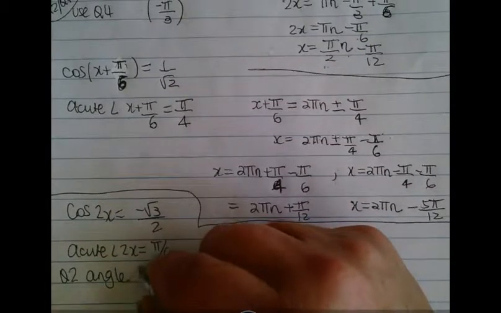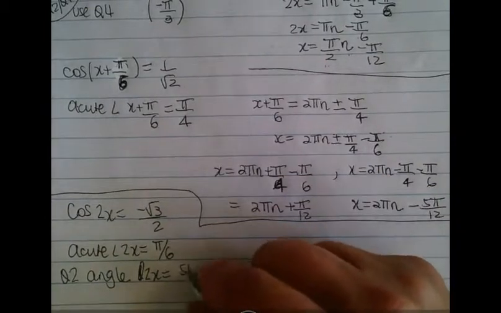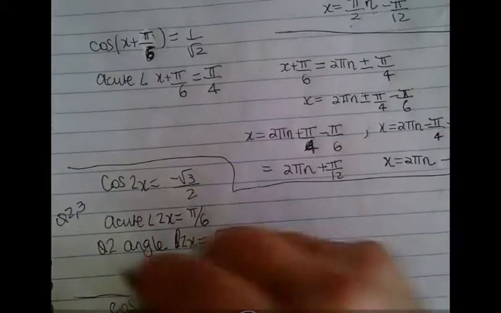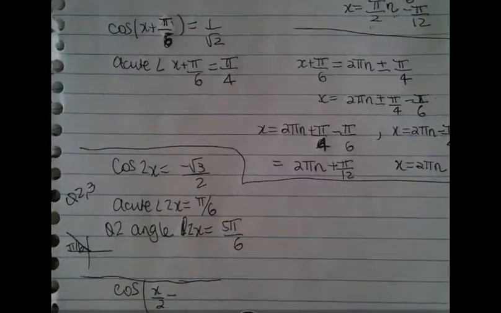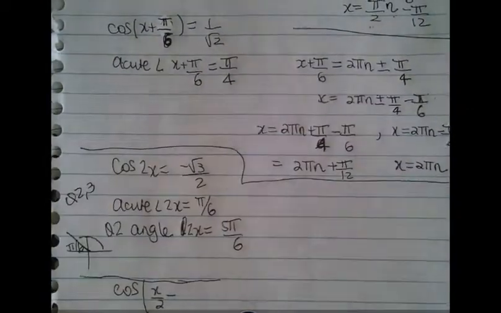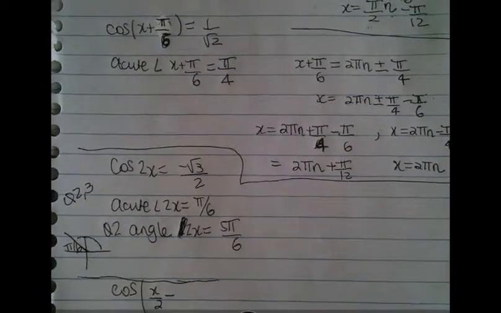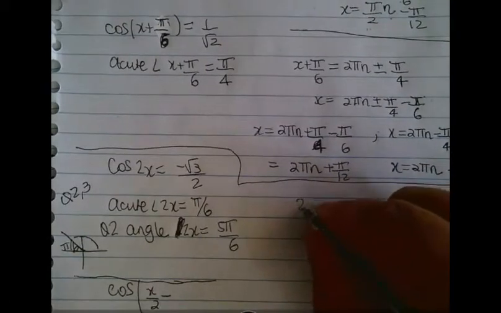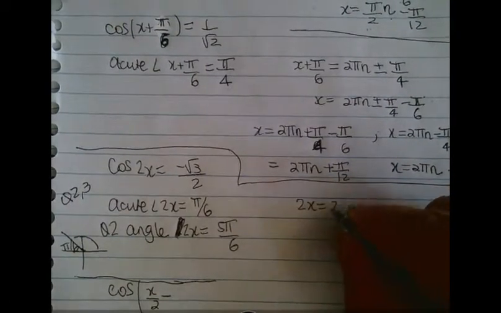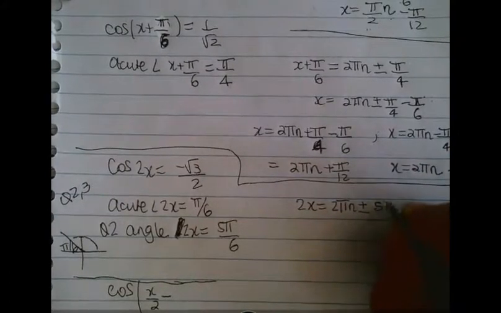So quadrant 2 angle 2x is 5 pi on 6, because if you sketch it, you've got pi on 6 in quadrant 2. So it's 5 pi on 6. So the quadrant 2 angle 2x, do you know what I mean? So our solution is 2x is 2 pi n plus or minus 5 pi on 6.